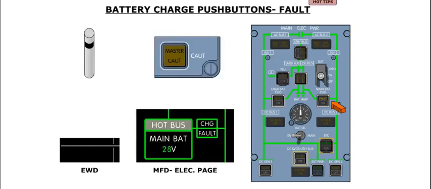The fault caption illuminates amber when the MFC detects a battery overheat, or if the charge contactor fails to operate as commanded. In the case of an overheat, the charge contactor will automatically open. If one of the battery charge fault captions illuminates, a single chime sounds. Both master caution lights flash. An amber electrical battery charging message is displayed on the EWD. And an amber charging fault label is displayed on the MFD electrical page.